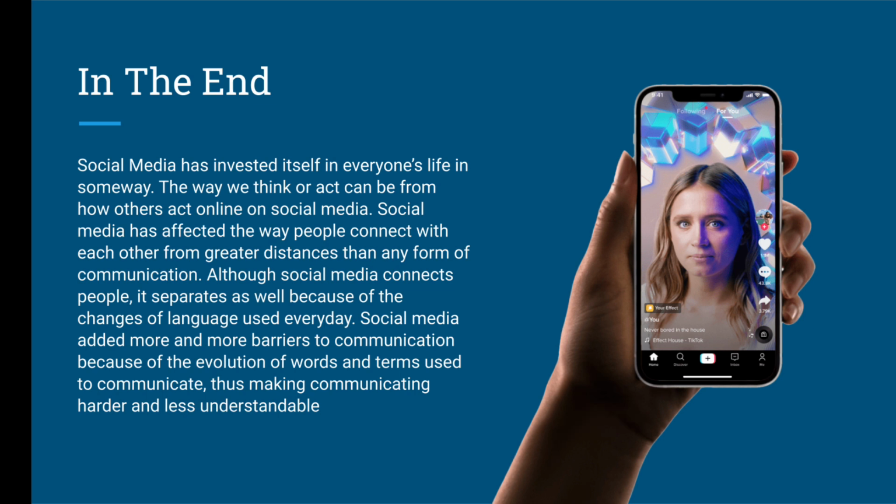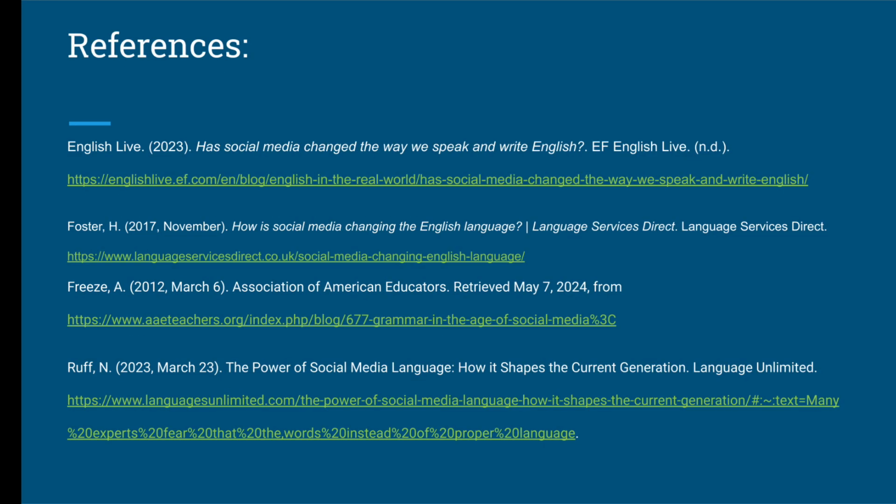With all the communication going on online, it seems to form new languages, lots of barriers to communication that affect public speaking as well as academic and educational writing. And overall, social media plays a big role in making communicating in person and professionally a lot harder and less understandable for most people. So at the end, these are our references that we used as well as our appendix for our survey that we've conducted.